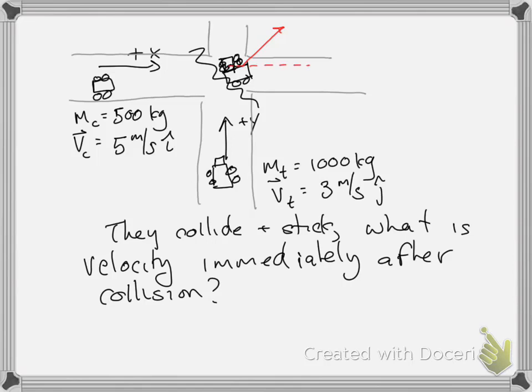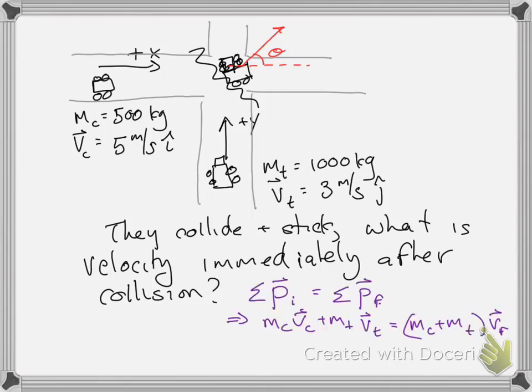But the angle that I'm interested in looking at is this one here, the angle from the direction of the car, from the initial direction of the car. What's that angle? So let's go ahead and conserve momentum and find out if we're right. So here you go, conservation of momentum. The sum of all the momentum before the collision equals the sum of all the momentum after the collision.